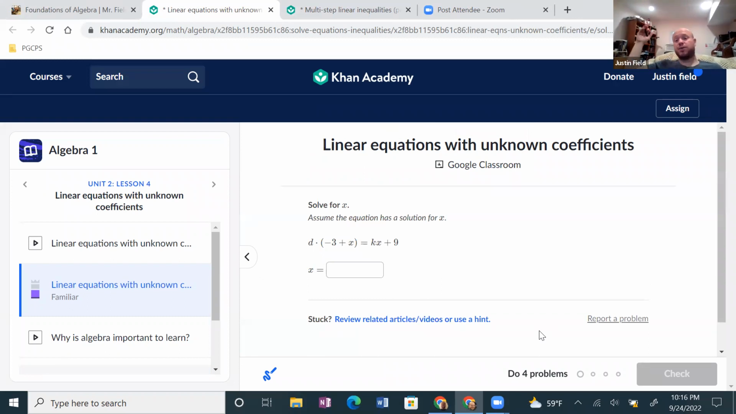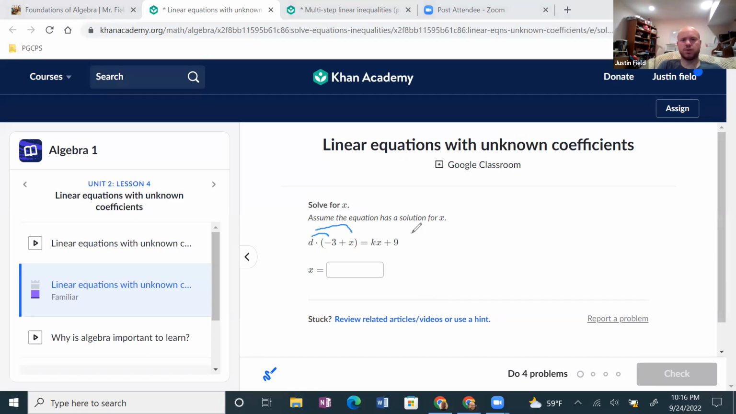All right, so we've done solving equations, number of solutions, scientific notation. And now, linear equations with unknown coefficients. So, sometimes we're going to solve for a variable. This is very important. So what we want to do, if we're solving for the variable, is get it on its own side and then get it all by itself. So we want to solve for x.